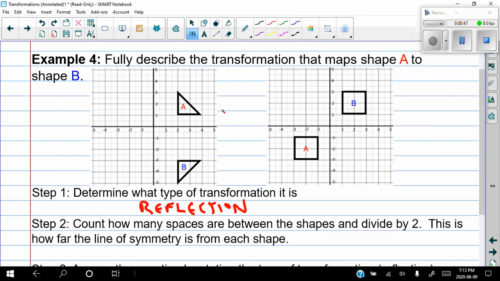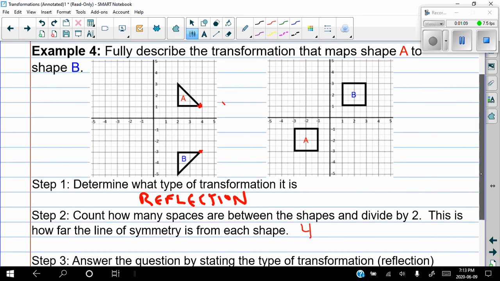So the second thing is we want to count the number of spaces between any point that corresponds in both diagrams, or both the image and its reflection. So here, I'm going to choose these 2 points. So we have 1, 2, 3, 4 spaces between. If we have 4 between, then we're going to divide by 2 as per step 2, and we'll get 2. So this is how far the line of symmetry is from that point.